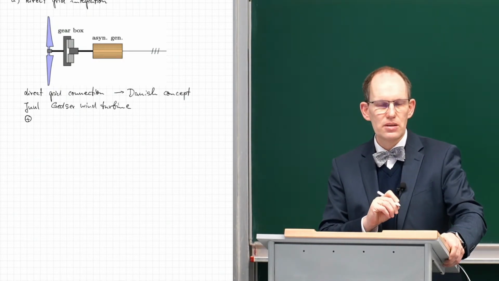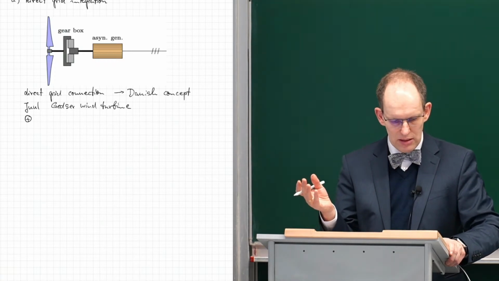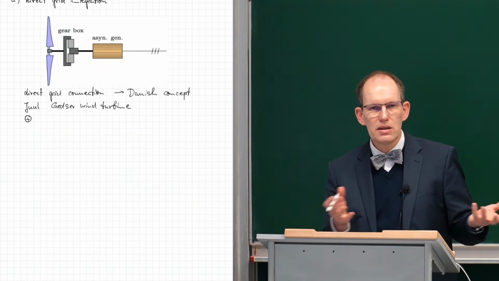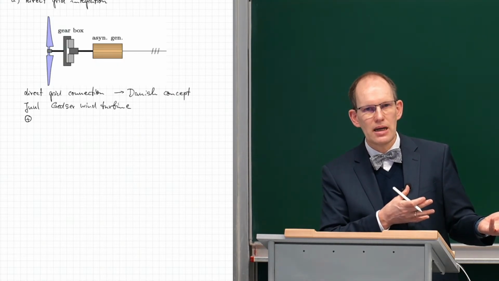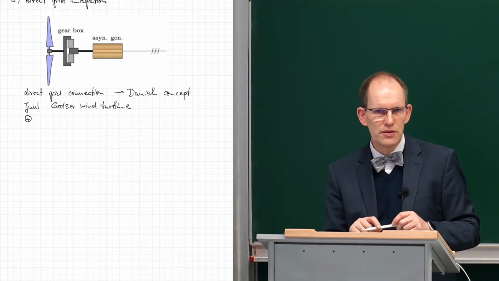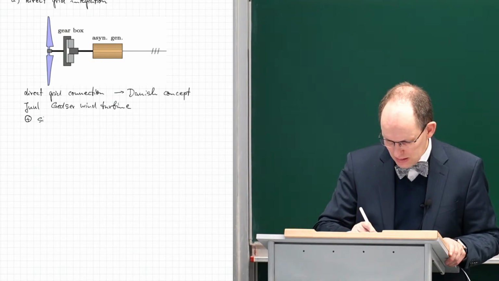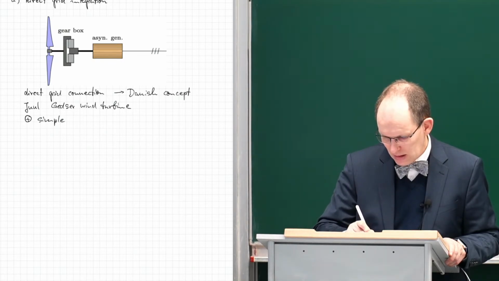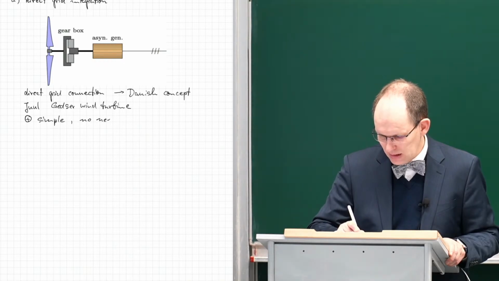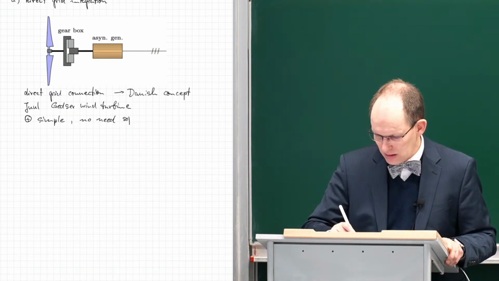Well, the most important advantage is that it's a simple design. So you don't need any sophisticated electronics, which was not available at the time Joule built this windmill shortly after the Second World War. So it's simple and does not need sophisticated electronics.